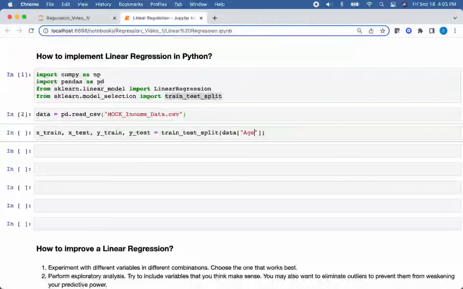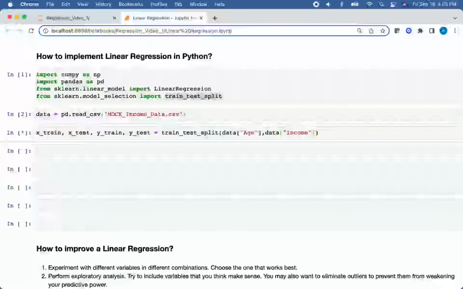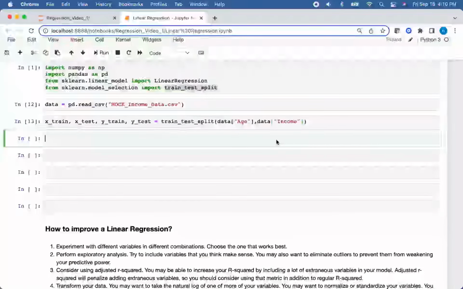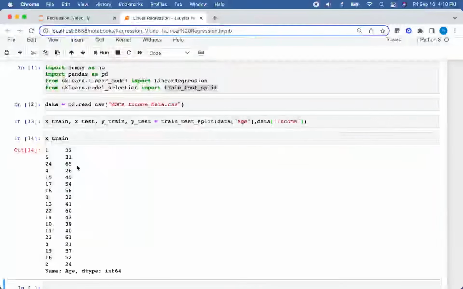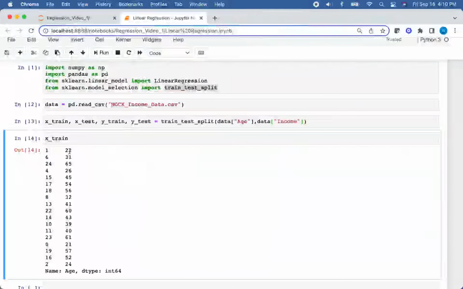Remember, we're using age as our independent variable, and we're using income as our dependent variable. So we'll run that. And now let's look at our training data. We can type in xtrain and run that. You can see on the right here, we have the ages. And these are just the shuffled indices, so we don't have to worry about that.